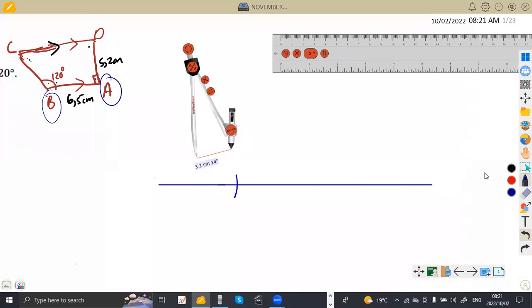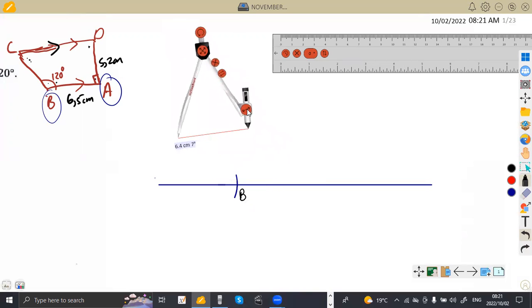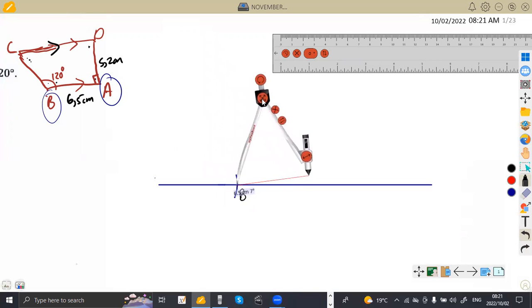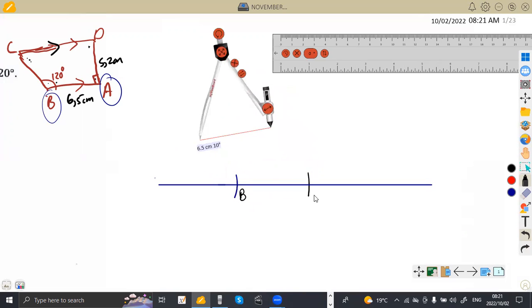If this is my point B, what do I need from this B? From B to A, 6,5 centimeters, so you measure on your ruler. So this is my 6,5. Do not adjust, just leave it like that, the 6,5 that you'll be having. Now you're going to mark your arc here. So this is going to be our A. At this point, we have got 6,5 centimeters.